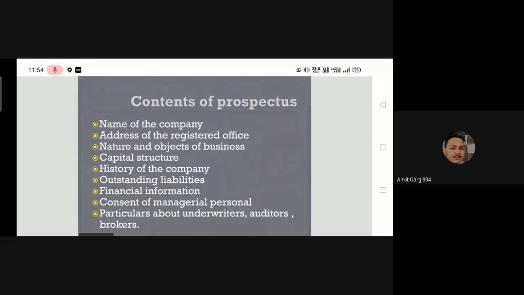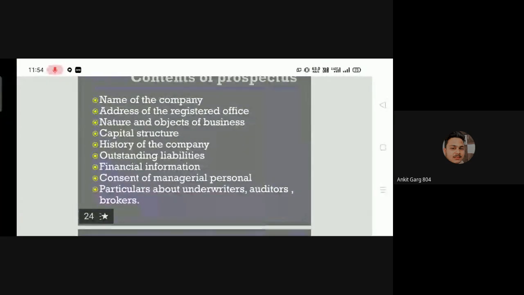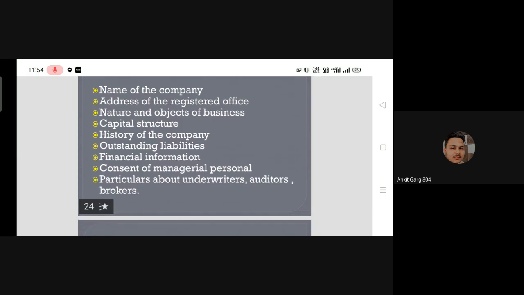Now let's discuss the contents of the prospectus. The prospectus contains the name of the company. I have told you that every company should have a unique name, and it should not be identical to any other company present in the market. Address of the registered office: it contains the address of the registered office where the headquarters and the other franchises of the company exist. Nature and object of business: what kind of business the company is going through.